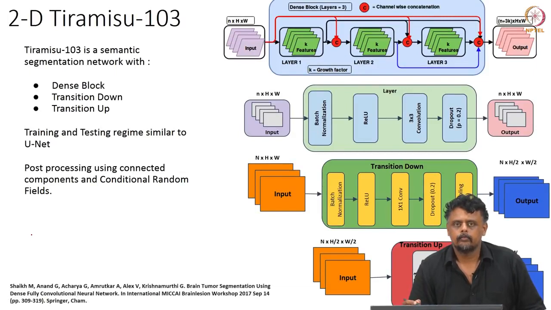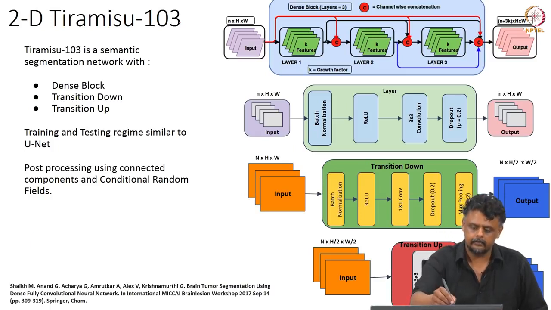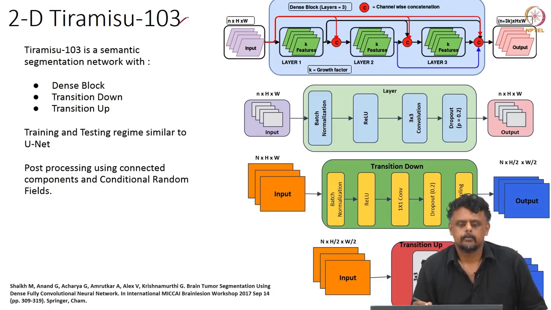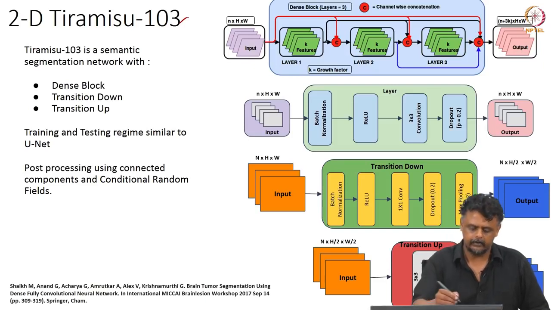In this video, we will look at another architecture for brain tumor segmentation. It is called the 2D Tiramisu with 103 layers. Basically it is inspired by the DenseNet architecture. It has dense blocks, transition down and transition up blocks.